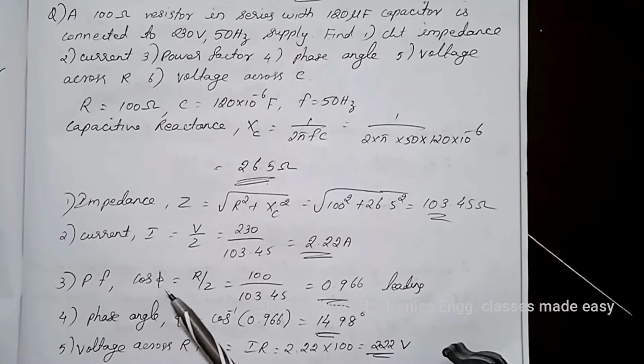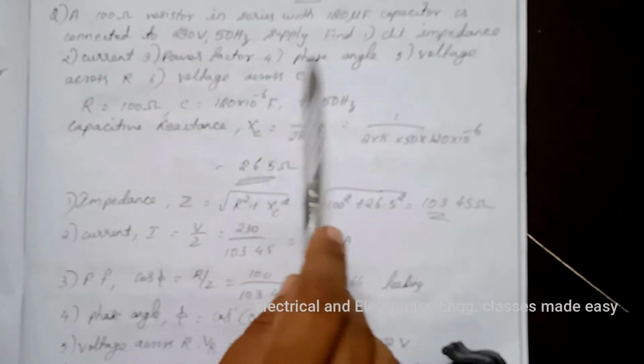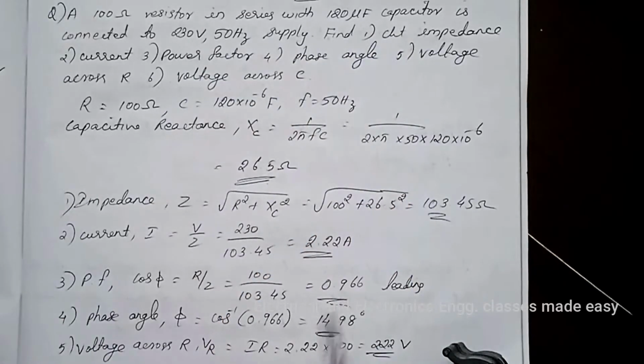Now we can calculate the power factor. Cos phi is equal to R by Z. R is 100 ohm divided by the magnitude of impedance, that is 103.45 and is equal to 0.966. And here the power factor is leading because it is given as the series RC circuit. Now the phase angle phi is equal to cos inverse of 0.966, that is equal to 14.98 degree.